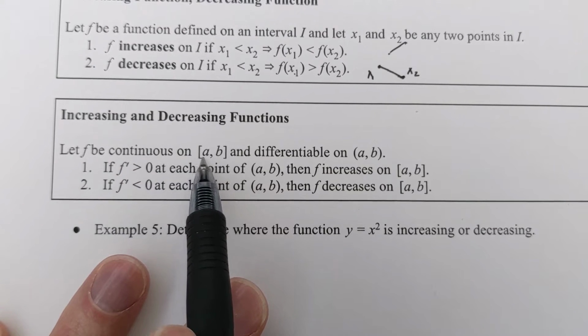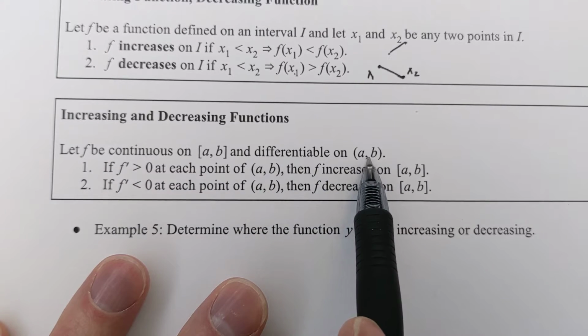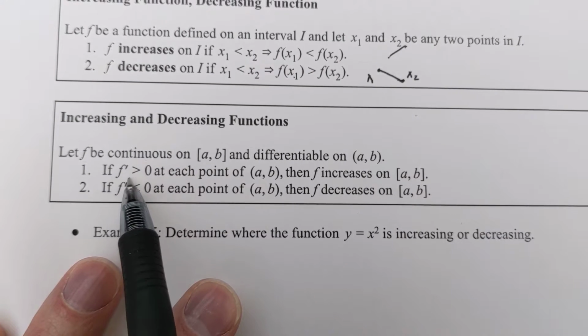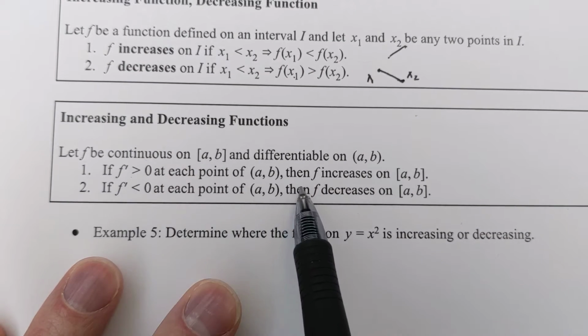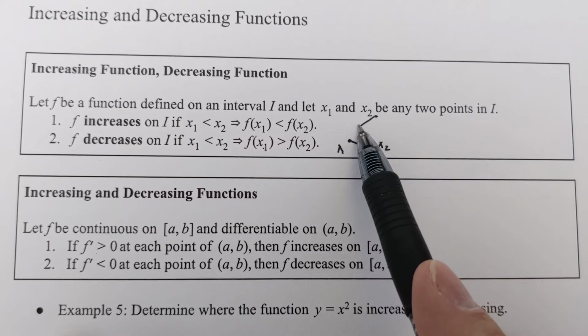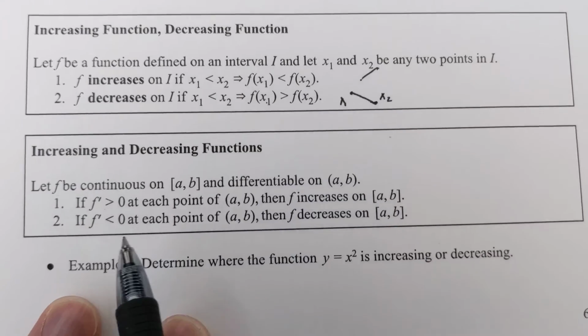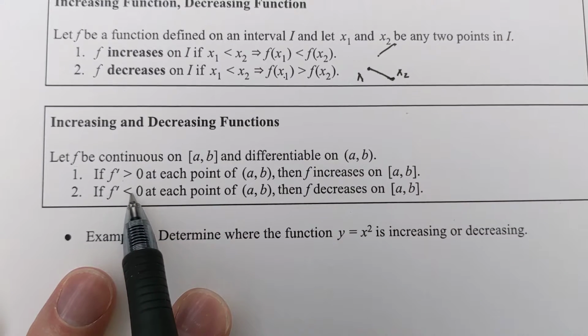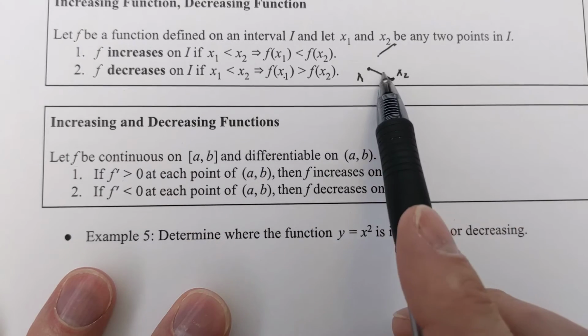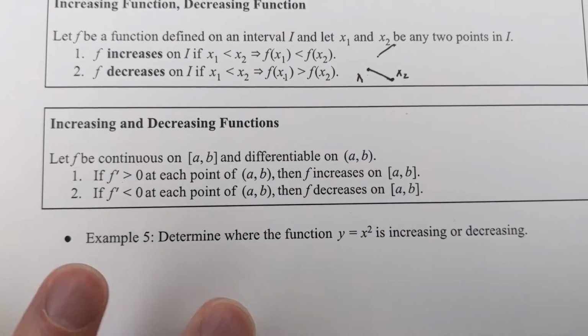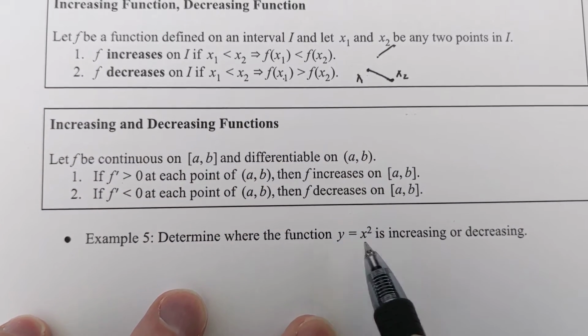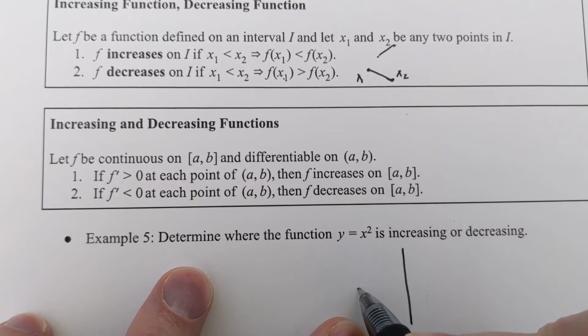Let f be continuous on the interval a to b and differentiable on the interior. If f prime is greater than 0, so the slope is positive, then the function increases because a positive slope means going up. If the derivative is less than 0, so it's negative slope, the graph is decreasing. It says determine where the function y equals x squared is increasing or decreasing. We can just do this by looking at the graph.